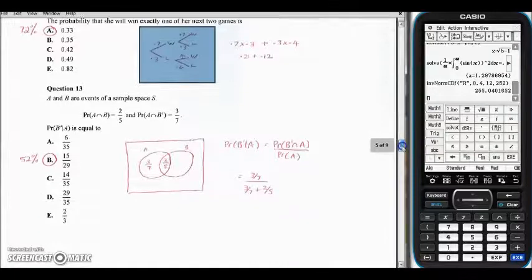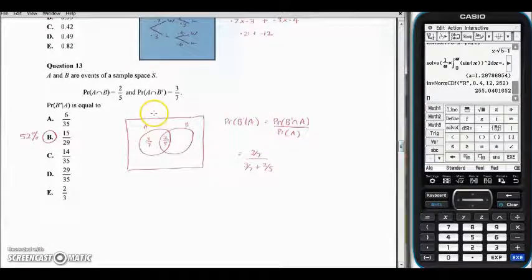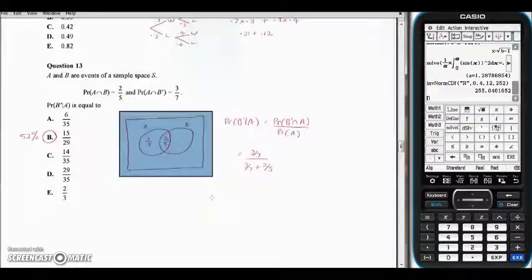Okay, question 13, over halfway now. So we have two events of a sample space S. The probability of A intersection B is 2/5 and A intersect with not B is 3/7. So if you draw up your Venn diagram, you get that. Now we want to know the probability of B prime given A.